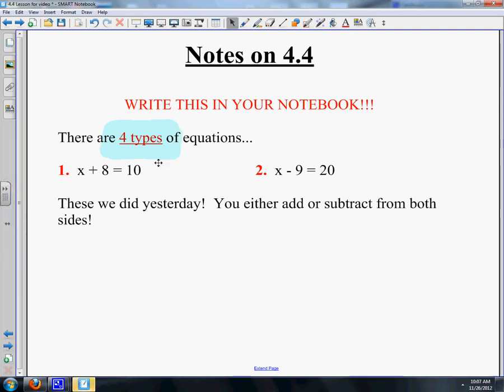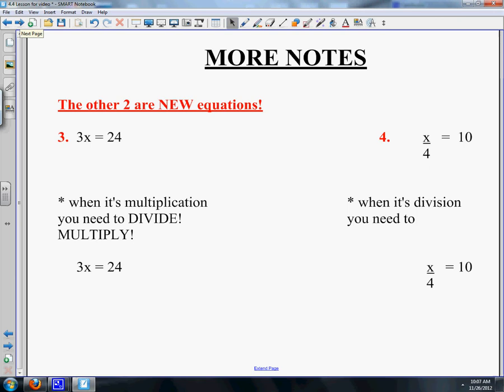So number 1, x plus 8 equals 10. Number 2, x minus 9 is 20. So you have an addition equation and a subtraction equation. You can either add or subtract from both sides. So that's 2 of the types. We did those yesterday. Now the other 2 new equations are multiplication and division.